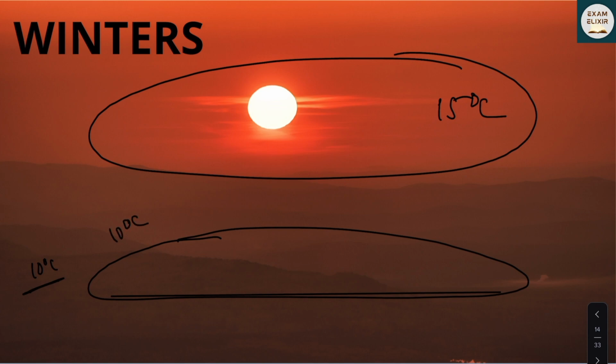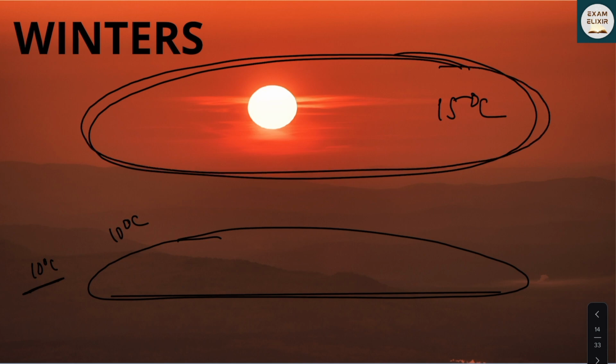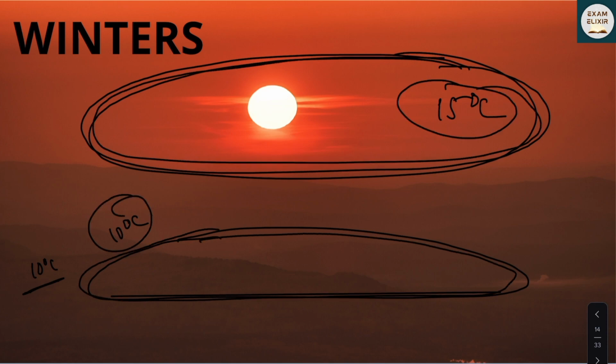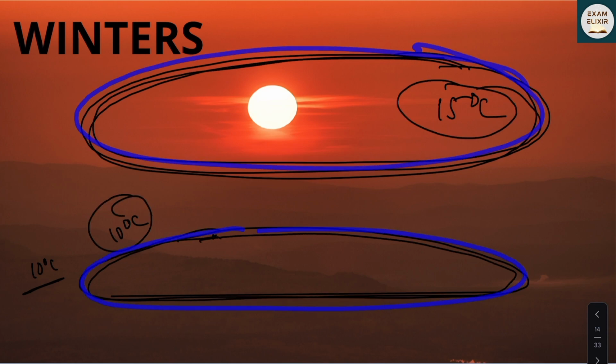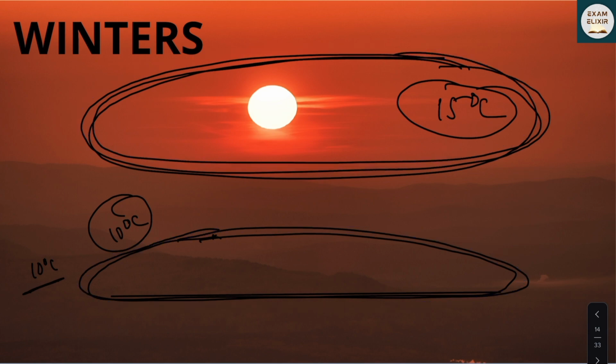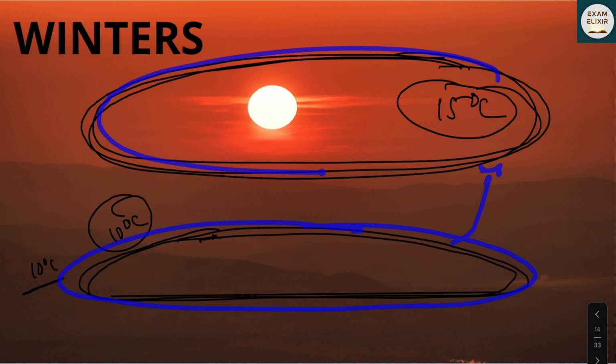Now tell me what happens. This layer is lighter, right? Because it is warmer. Warm air expands and becomes lighter as we just studied. So this layer will be heavier compared to this layer. So tell me whether this layer will go up or not. Obviously, the heavier layer will settle down rather than going up. So the heavier layer will be at the bottom rather than going up. The lighter layer will remain at the top because it is lighter compared to this layer.